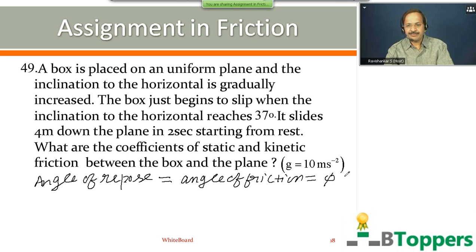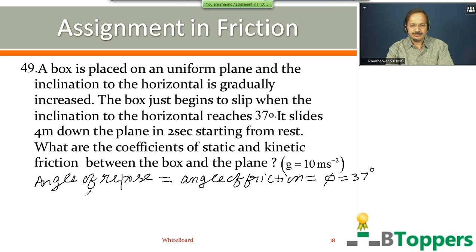So in this case, it is given that the box just begins to slip when the inclination reaches 37 degrees. That means you can assume that the angle of friction is infinitesimally less than 37 degrees. By a small amount, the angle of friction can really be taken as equal to 37 degrees.